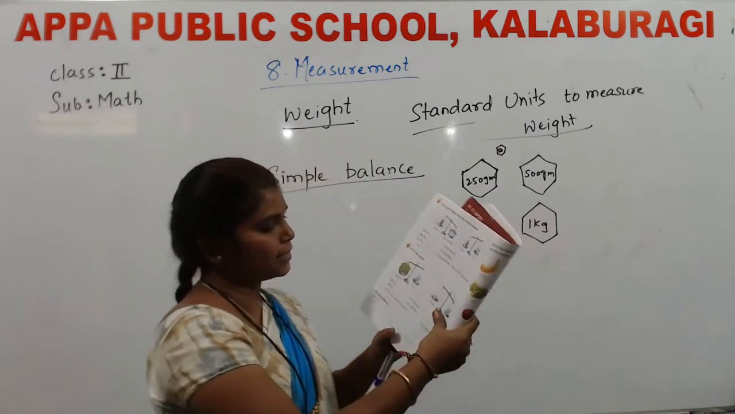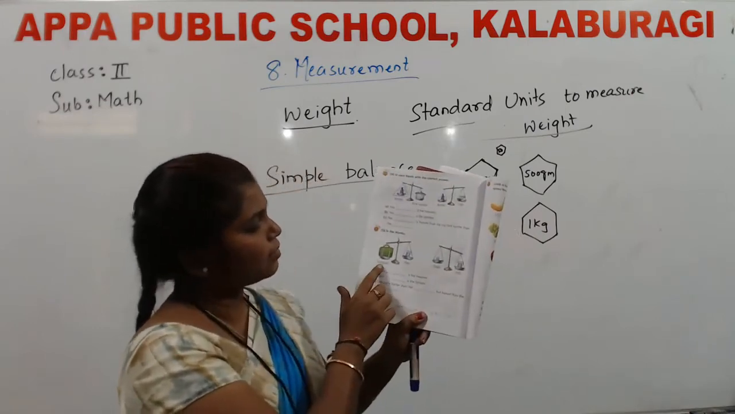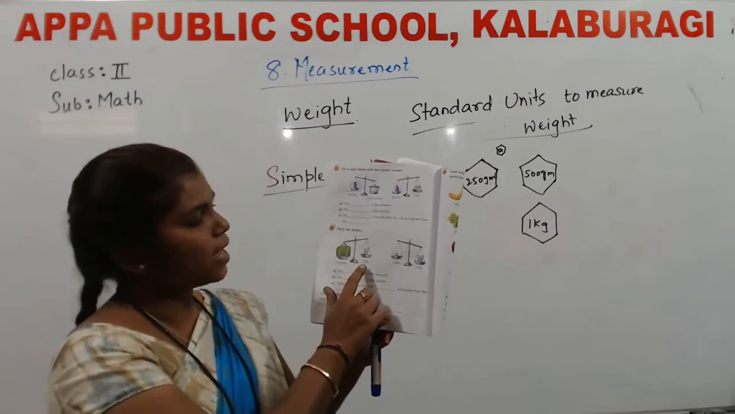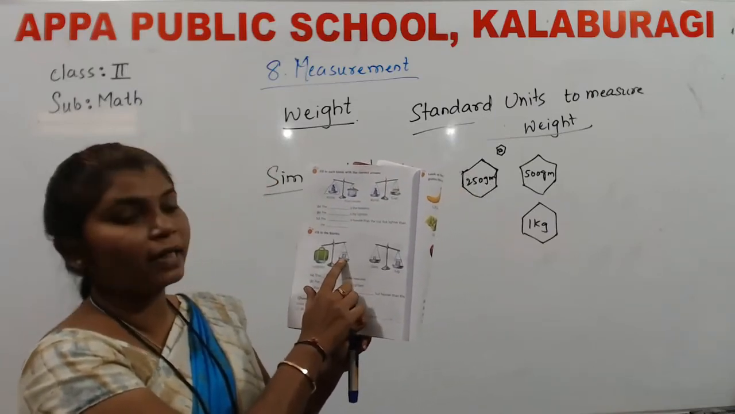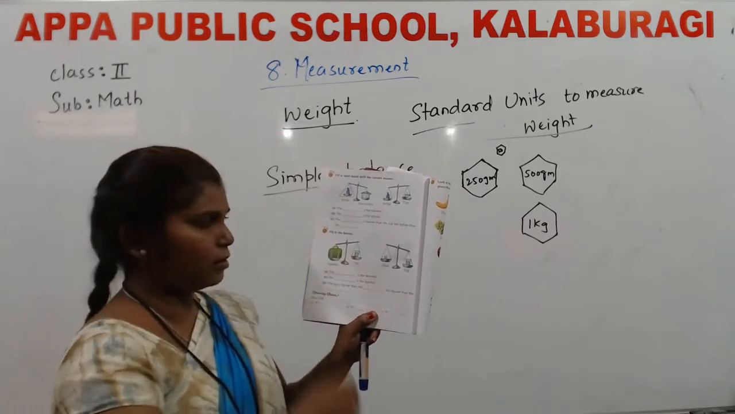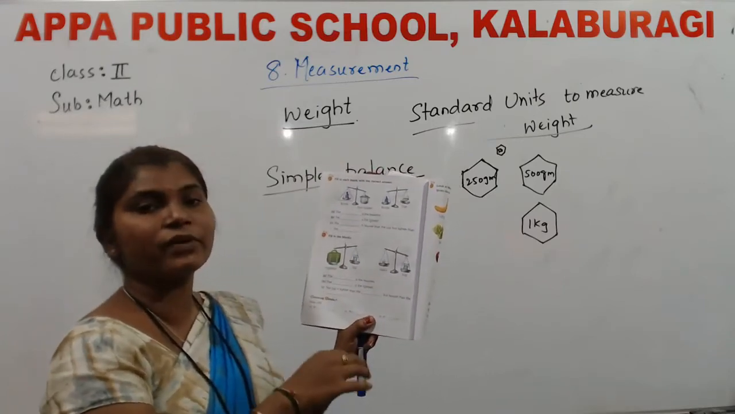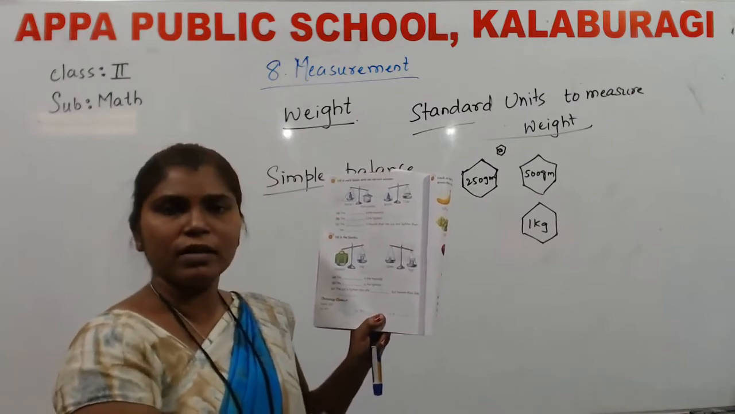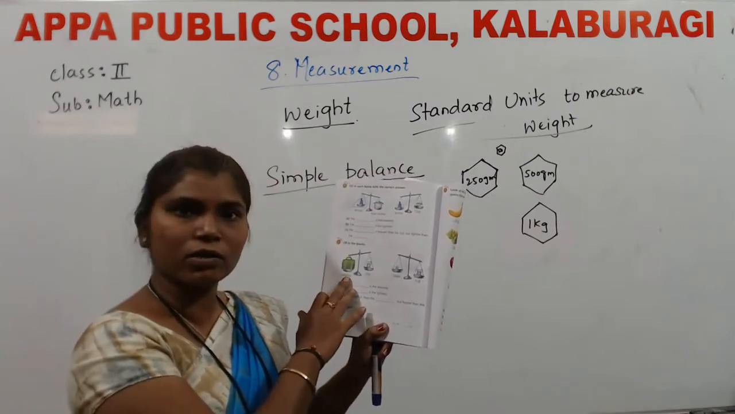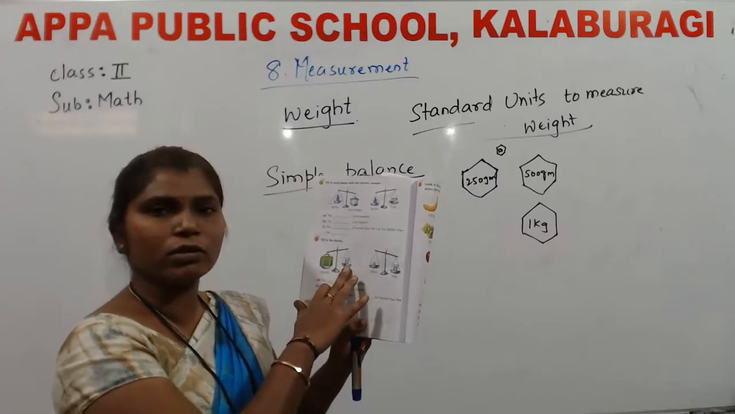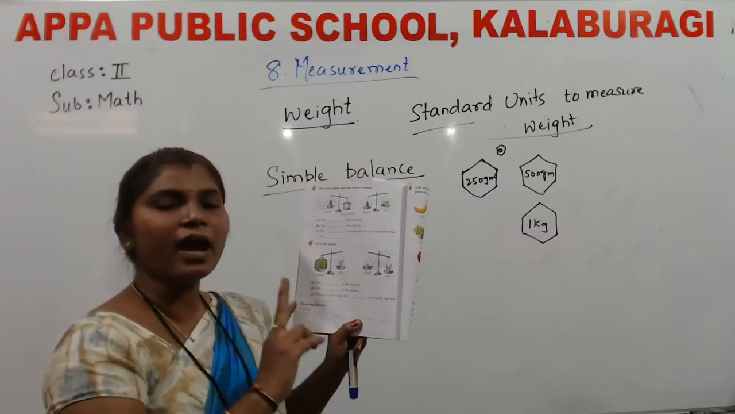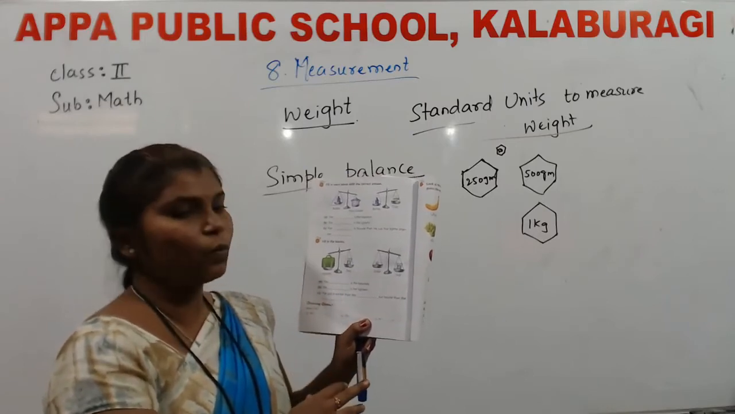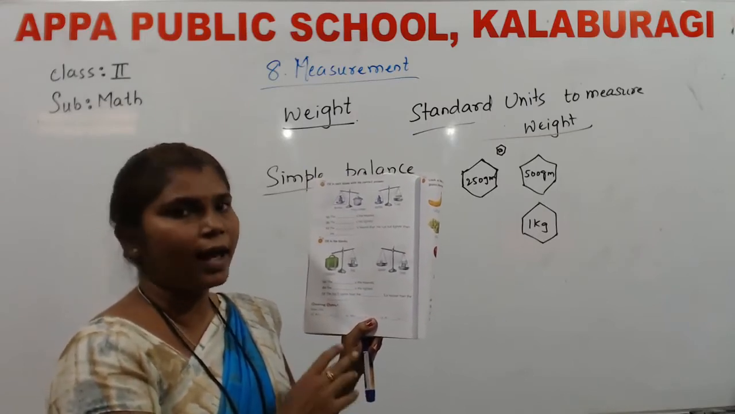In the next example, you can see there is a luggage bag, and in the other pan we have a jug which is filled with water. Now both have some weight. The luggage bag has weight and the jug has weight. But we have to do the comparison here. Now we have to check which is heavier or lighter.